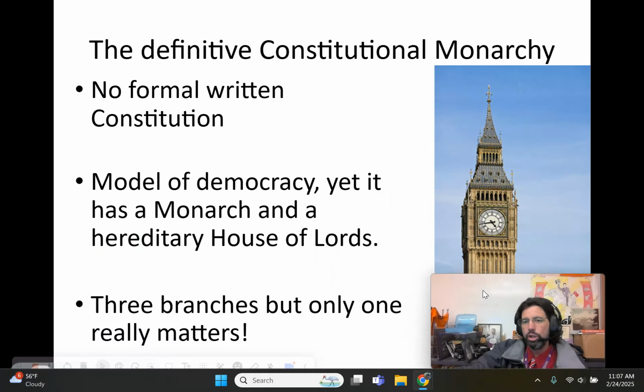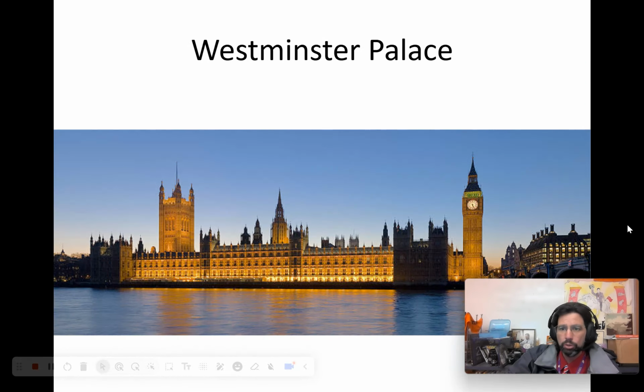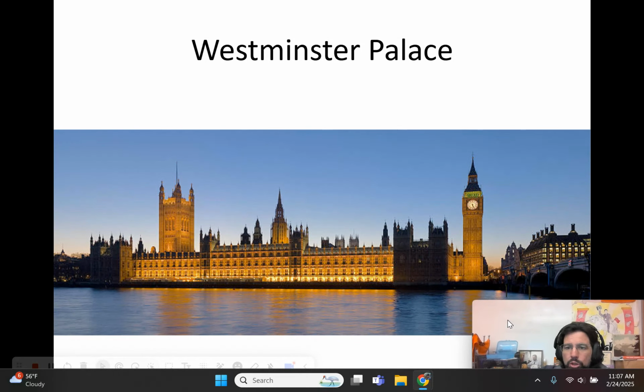The UK has no formal written constitution, and it is technically called a constitutional monarchy. It is a full-fledged democracy, even though it has actual royalty and a part of government, the House of Lords, that is hereditary, handed down over time. But when it comes down to it, three branches do exist, but only one really matters. And that's the one that is residing at Westminster Palace.